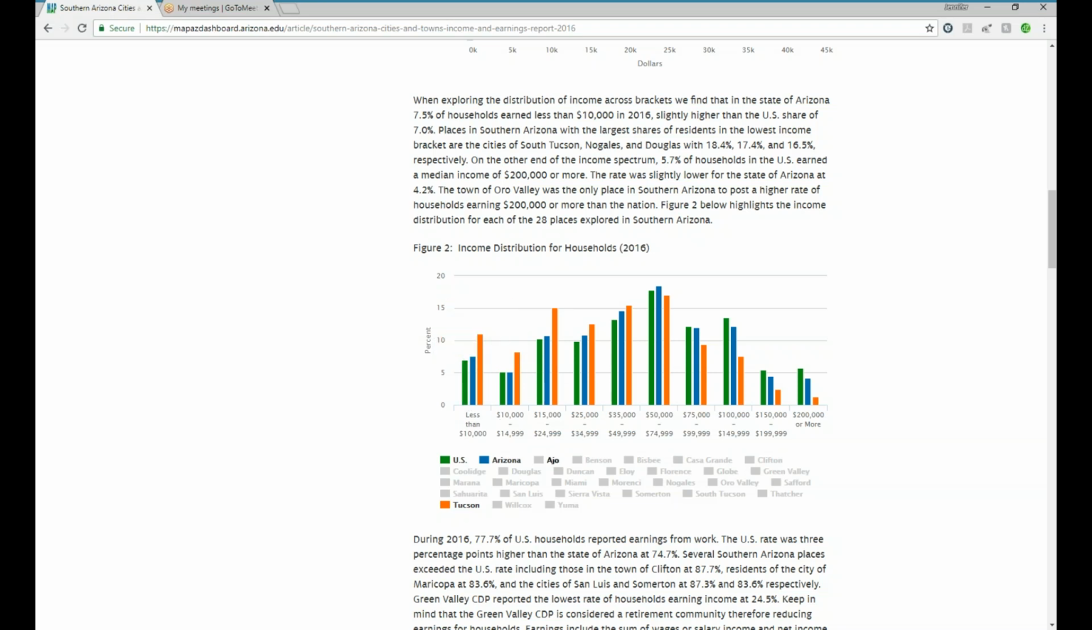Again, I just want to mention all of our graphs are clickable. We'll click on and off these geographies, hover over these columns here in order to get the value, the percentage that you're interested in. So we see that the U.S. and Arizona are right around 7 to 7.5% here at the bottom, in the lowest income bracket, those with income less than $10,000. Tucson is a little bit higher, but the city of Tucson does follow the state and the U.S. fairly well, with higher levels in the lower income brackets and lower percentages of households in the higher income brackets compared to the U.S. and state.